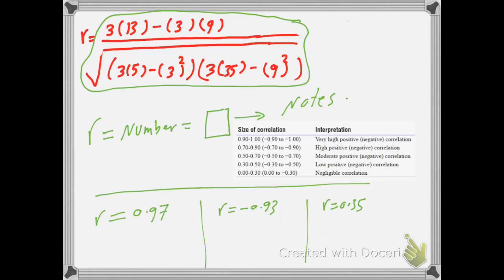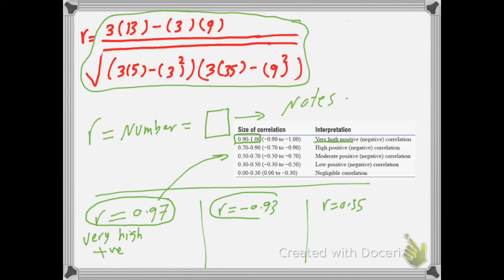Also, if the calculator gives us r equal to 0.97, then what am I going to do? I will go to search here inside this table. 0.97, this value lies in which interval here? Yeah, it lies here between 0.9 and 1. That means I'm going to put this comment: I have very high positive correlation. Then I should write here, in this case, I have very high positive correlation.